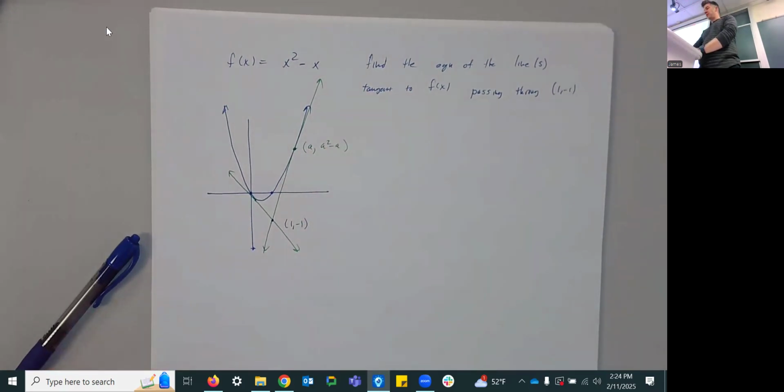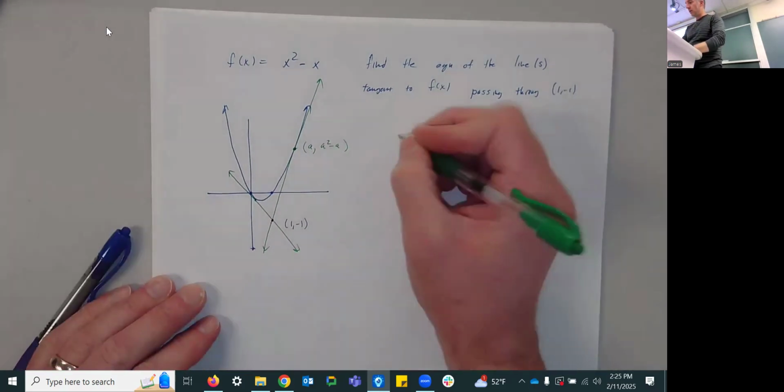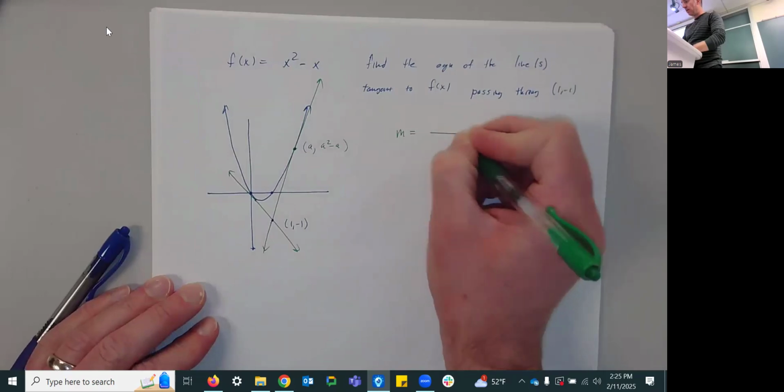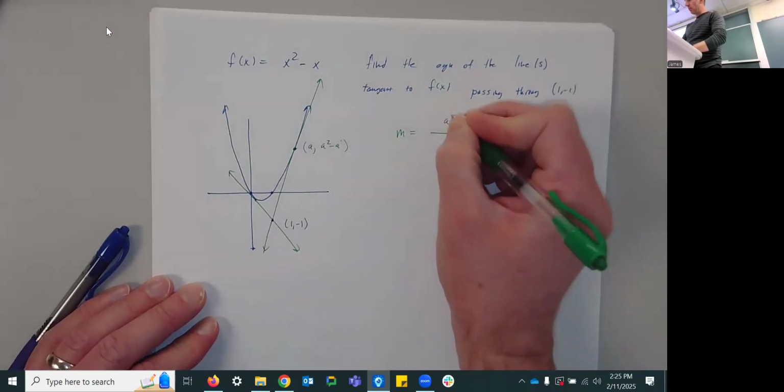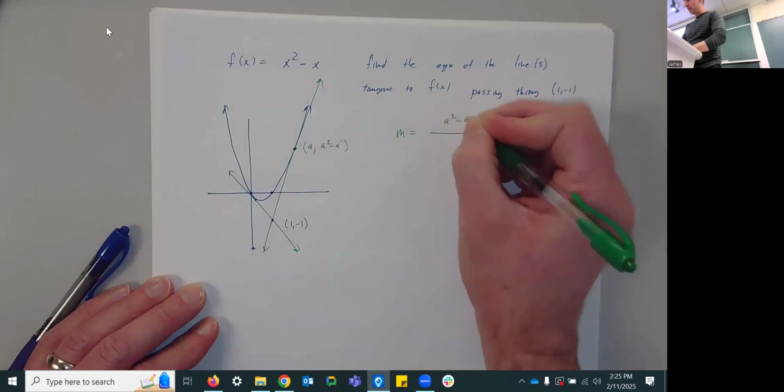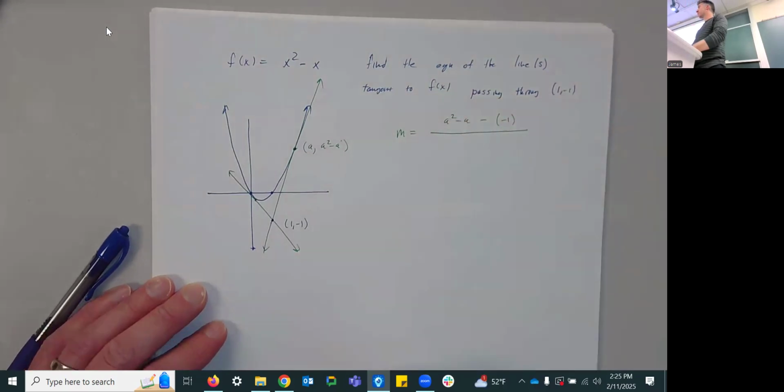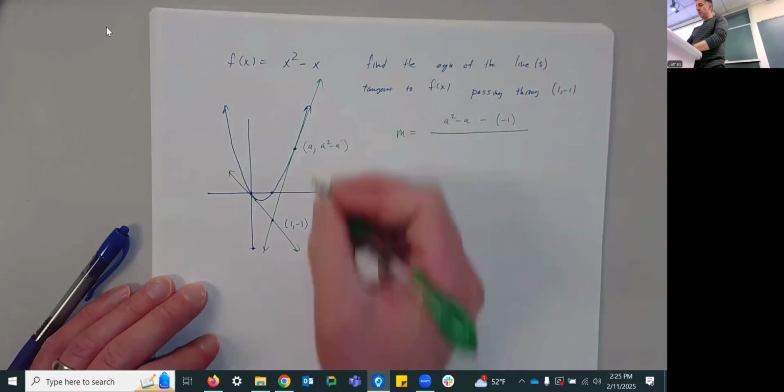And it doesn't matter if I label this one or that one, the process is still going to be the same. So when you're doing problems like this, the general idea is find the slope in two different ways. I have 2 points. I can find the slope. So one way of finding the slope is saying, great, my slope is the difference in the y's, a squared minus a minus -1, over the difference in the x's, a minus 1.